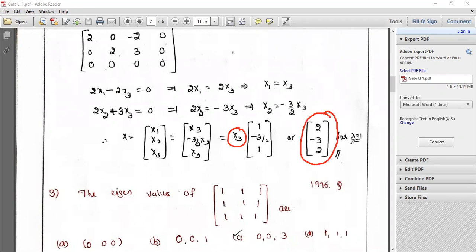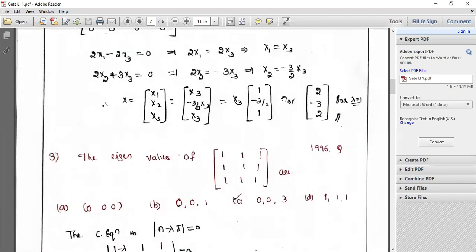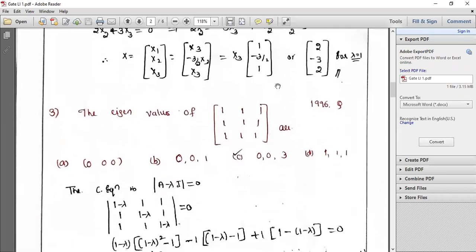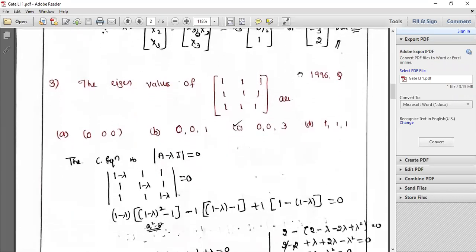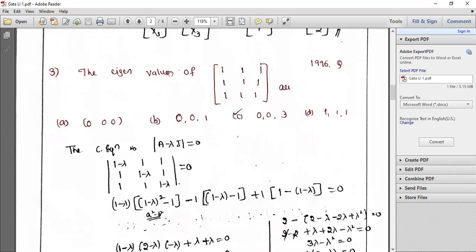Okay, so this is how we are supposed to solve the examples. Usually in linear algebra, corresponding to rank, eigenvalues and eigenvectors, these are the questions you can expect. Now let us come to the next example. This question appeared in 1996. Here they have asked the eigenvalues of this matrix. Option A is this, option B is 0, 0, 1, option C is 0, 0, 3, and option D is 1, 1, 1.